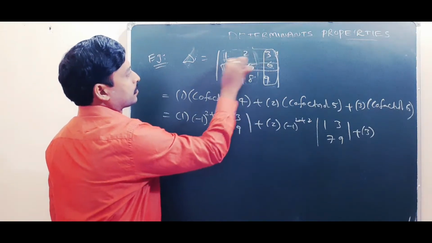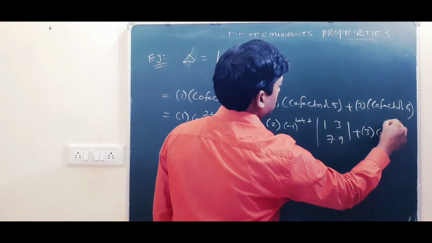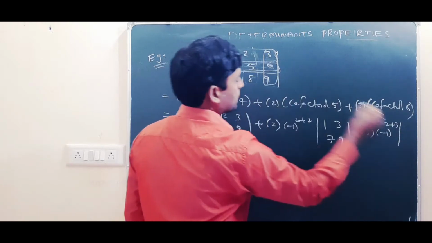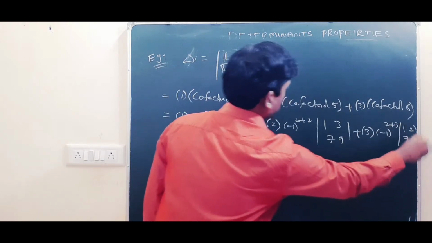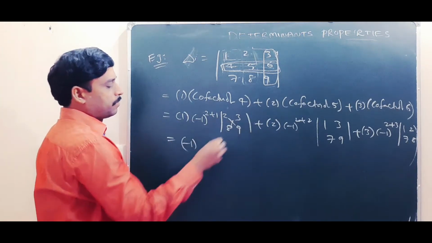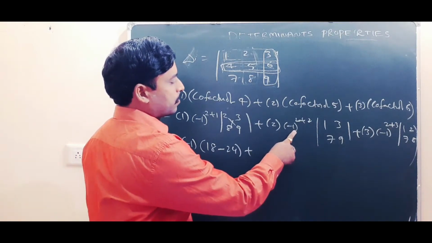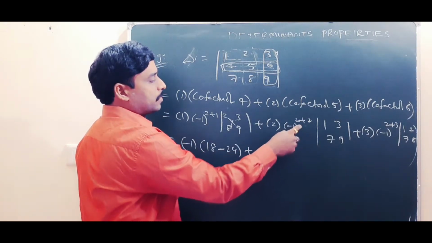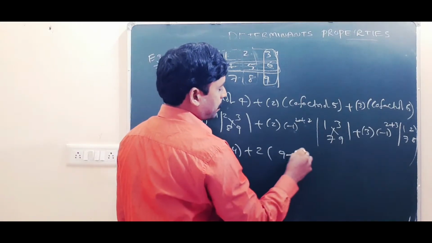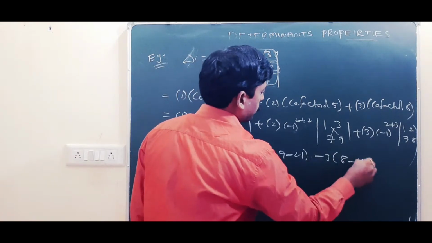Okay, so 1, 2, 7, 8. So minus 1 power, second row and third column. 1, 2, 7, 8. So it is going to be minus 1 times AD minus BC, 18 minus 24. This is minus 1 whole power 4, which is even. So minus 1 power even is positive. Plus 2 times of 9 minus 21. This is minus 3 times of 8 minus 14.